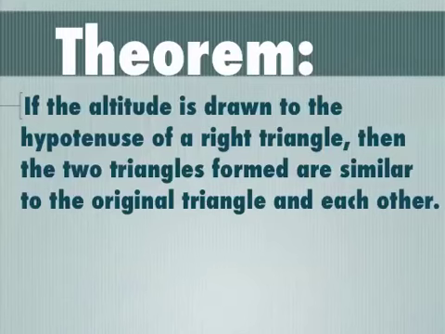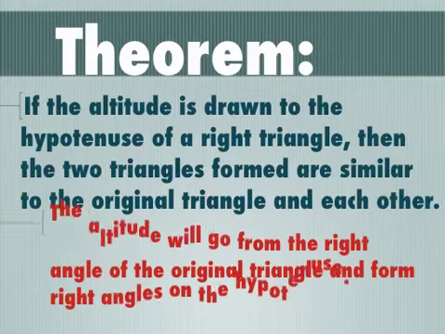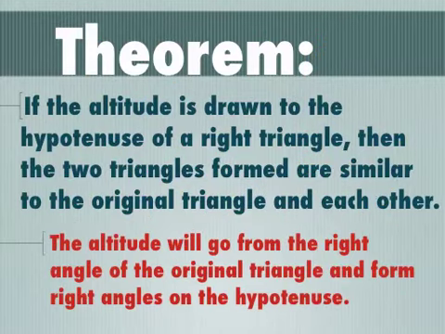The theorem in this section says that if the altitude is drawn to the hypotenuse of a right triangle, then the two triangles formed are similar to the original triangle and to each other. A reminder that the altitude of a triangle is going to go from the right angle of the original triangle, and it's going to form two right angles on the hypotenuse.